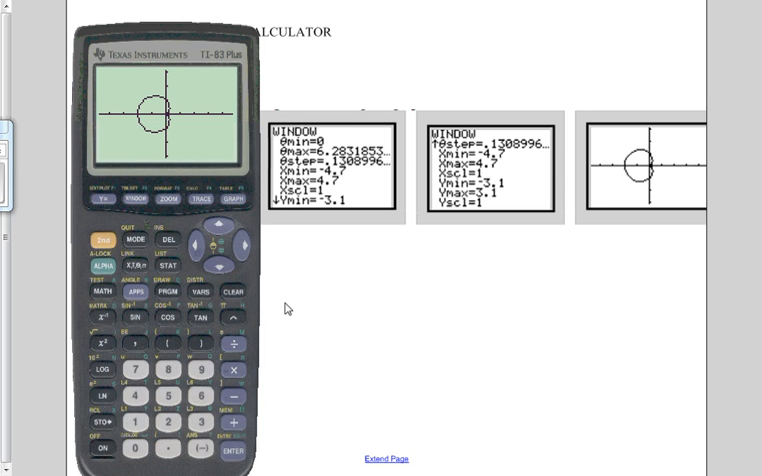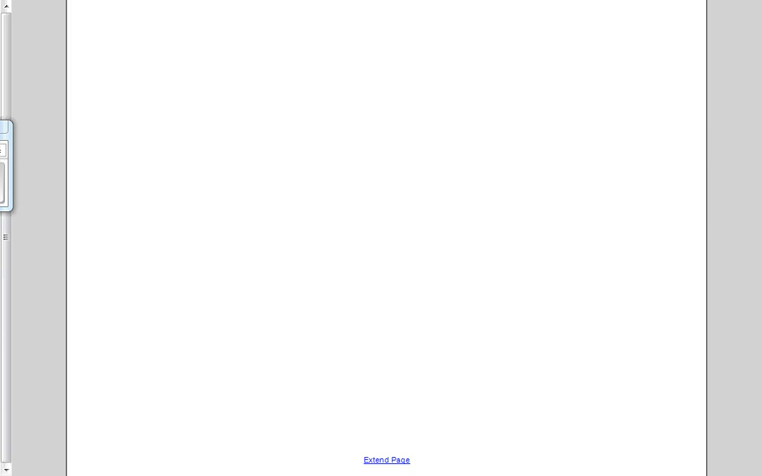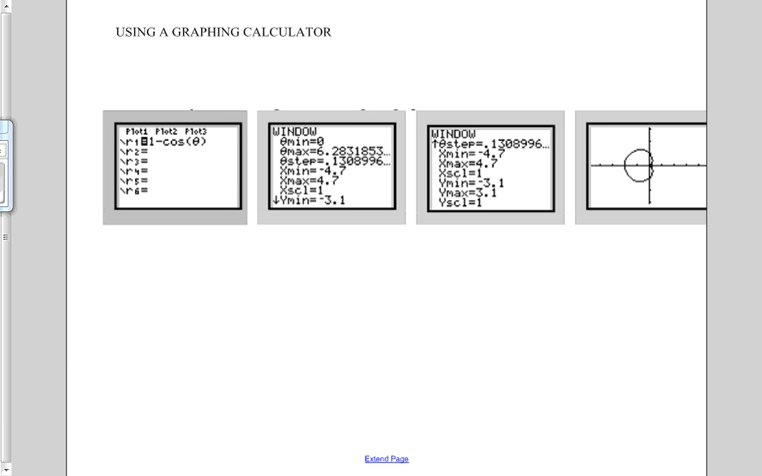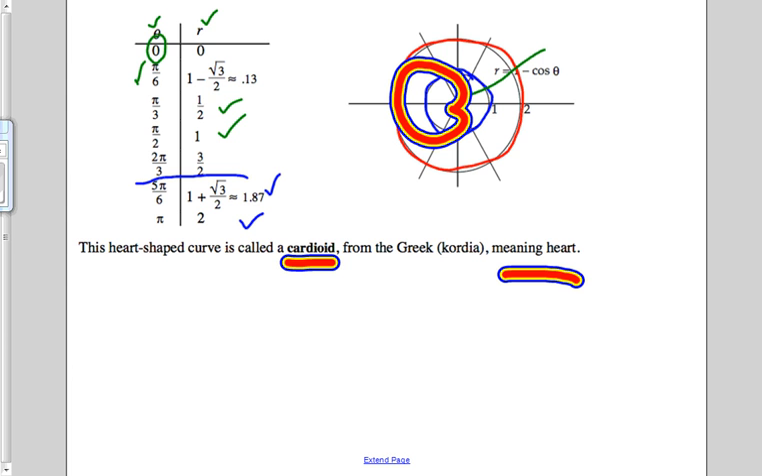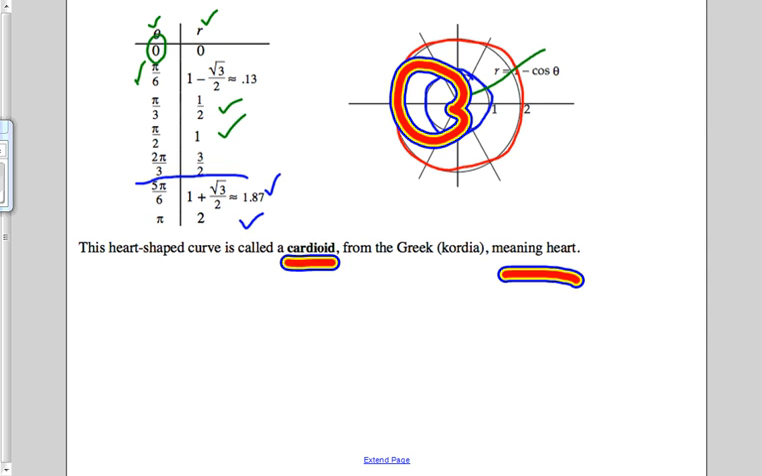That's it. That is all there is for this introduction to polar coordinates. I hope you find this interesting as you start looking at how to graph polar coordinates. You get some really cool and beautiful graphs. I'll just leave us here at the cardioid, the heart. Okay, that's it. Bye.